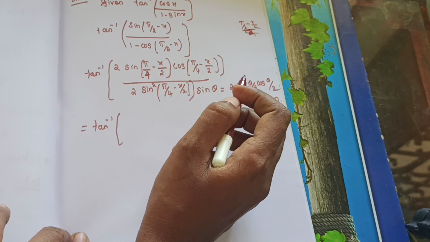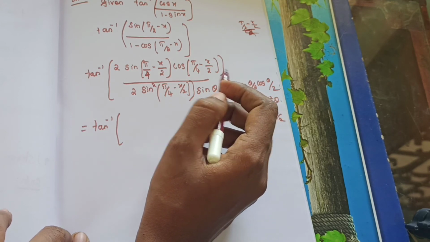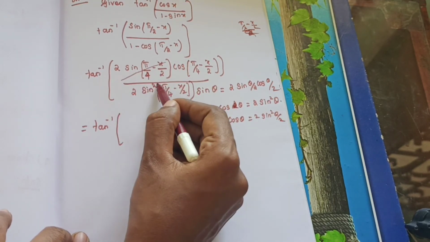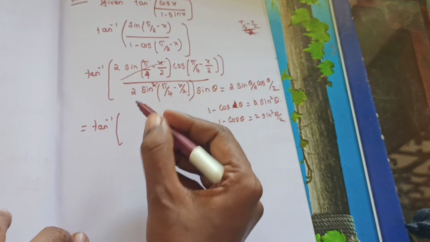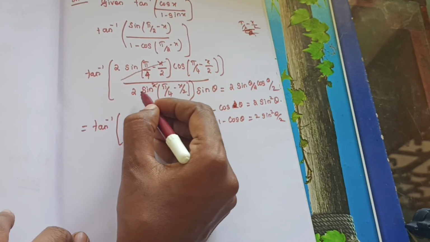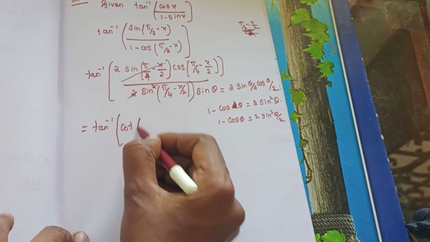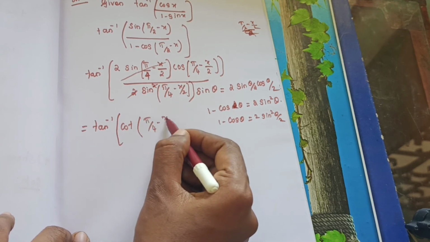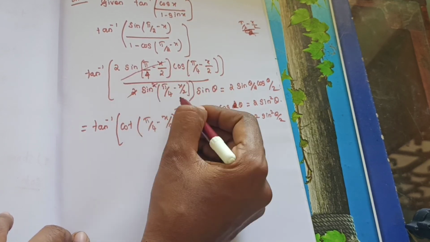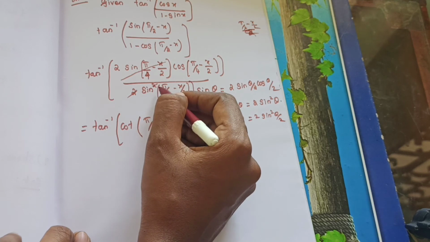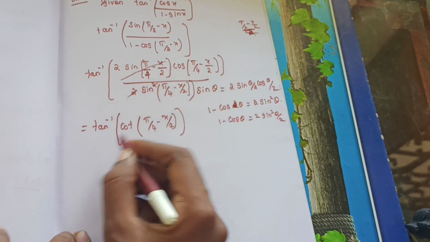So what will you get here? Cos by sin. So this will get cancelled. Here one term will get cancelled. So cos by sin will be there, correct? Cos by sin. So what's the balance? Cot of pi by 4 minus x by 2. Have you understood? So this term and this term will get cancelled. Here the square term alone will be cancelled.